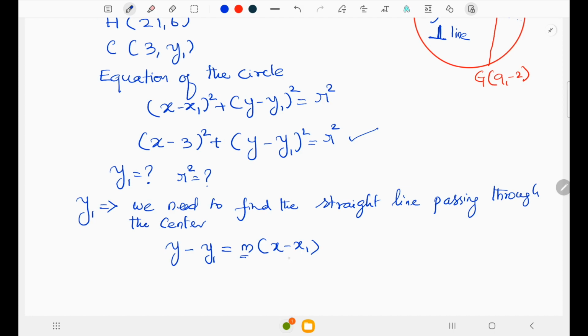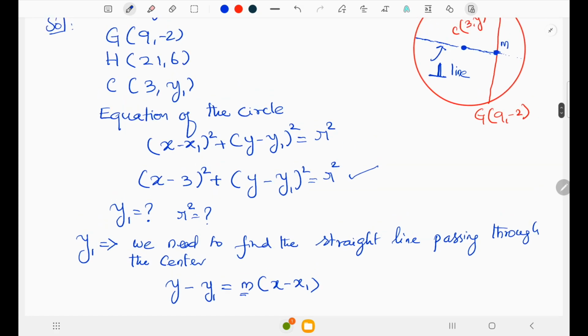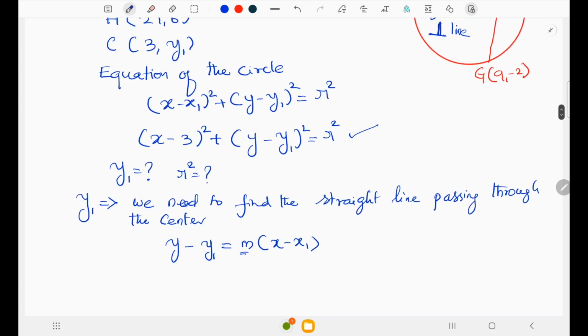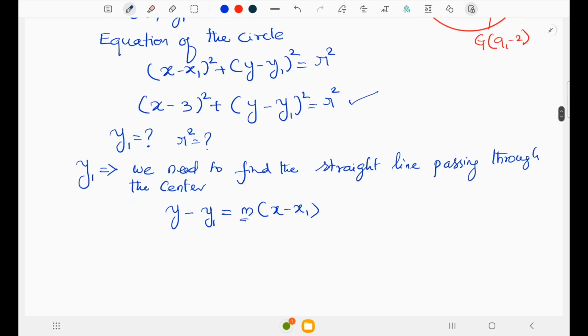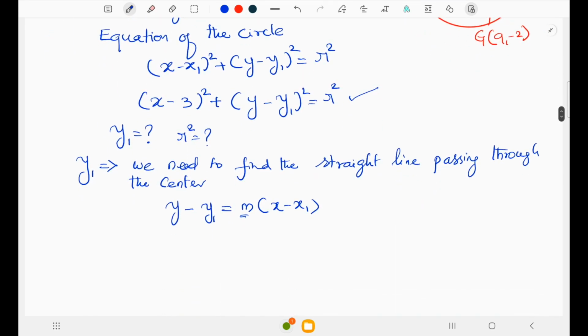Moreover, what are this y1 and x1? They are the coordinates of the midpoint, the point of bisection where the line cuts the chord into two halves. Now what is m? m is the gradient of the perpendicular line. Now we need to find the gradient.